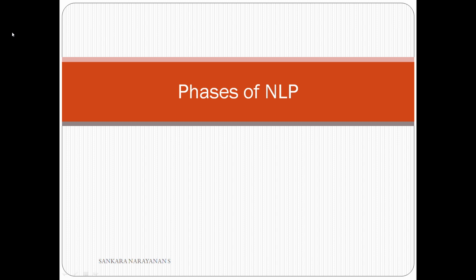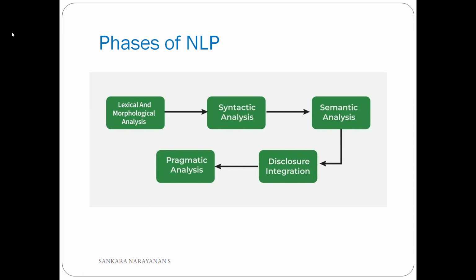Hi, in this video I'm going to talk about the various phases of natural language processing. There are five phases in natural language processing, which hereafter I will shortly call NLP. As I told, there are five phases: lexical and morphological analysis, that is the first phase, then syntactic analysis, semantic analysis, pragmatic analysis, and discourse integration. So these are the five phases. We will see them one by one in detail.